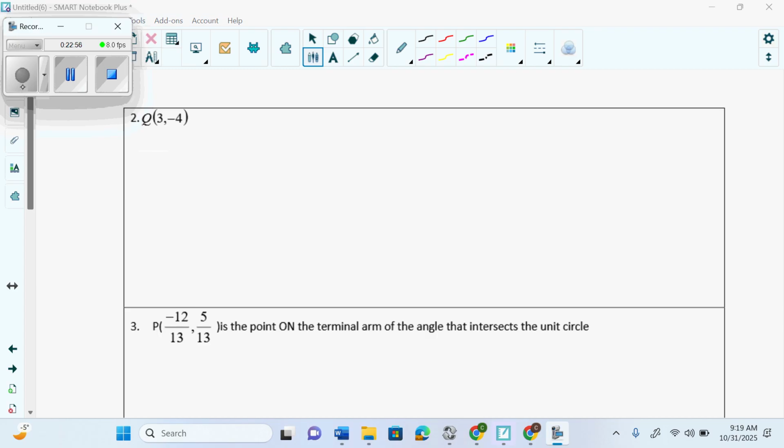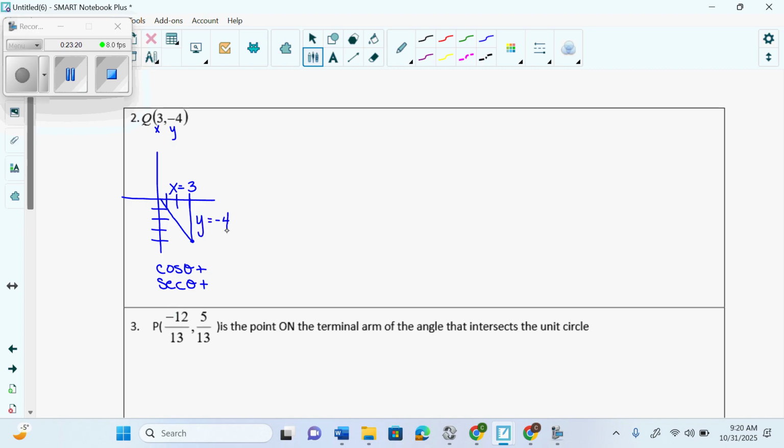This is xy. This is going to be in quadrant 4. So I'm suspecting that my cos is going to be positive and my secant is going to be positive. Secant theta. And the rest can be negative. Okay, so I have x equals 3, y equals negative 4. This is a ratio that comes up a lot. R equals 5 when you do Pythagorean theorem.